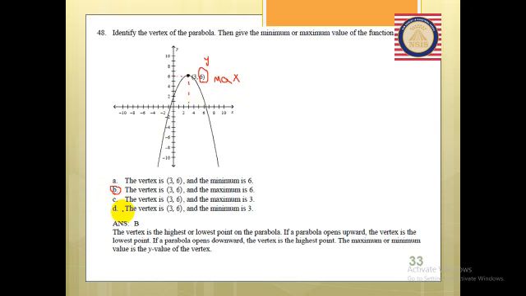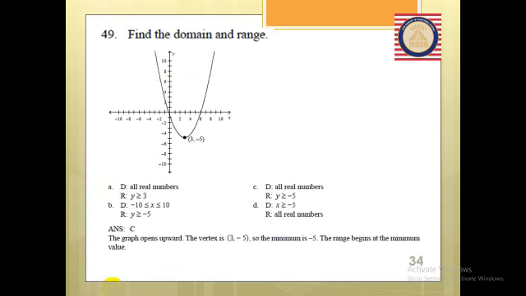Okay, grade 9, let's continue. Find the domain and the range. Nice. How to find the domain and the range?